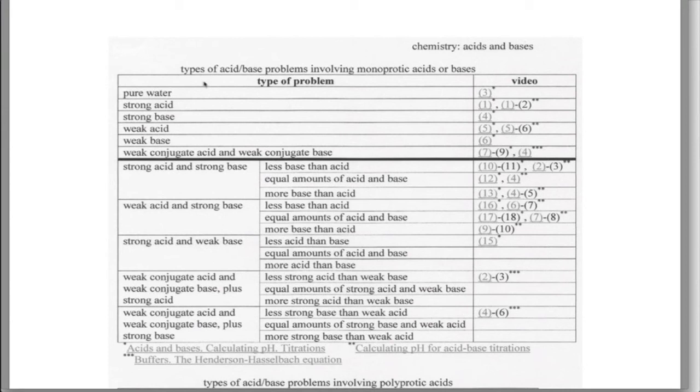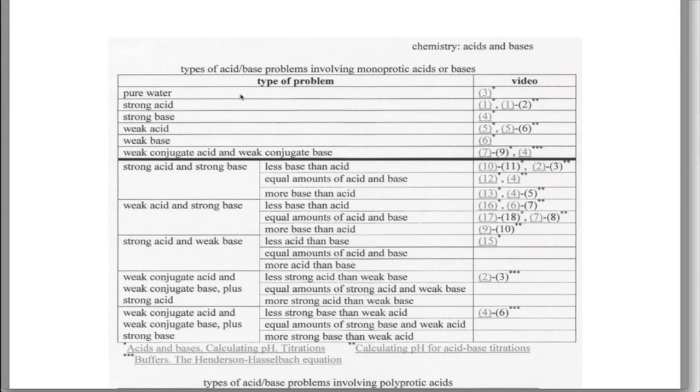So like I was saying, you might want to cross off the weak base part because I don't think your class is covering that. Hopefully. And you might want to watch the videos for this one, weak conjugate acid and weak conjugate base. That's the Henderson-Hasselbalch equation. That's very important. Here's the videos for that. And then these cases down here, there were some problems in the practice problems that dealt with these. You can watch the videos if you want, but I don't think we'll have time to get into that. We want to keep moving on.